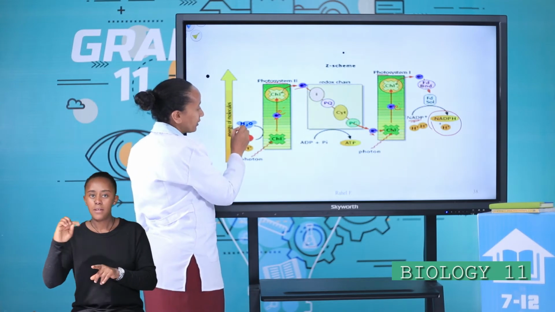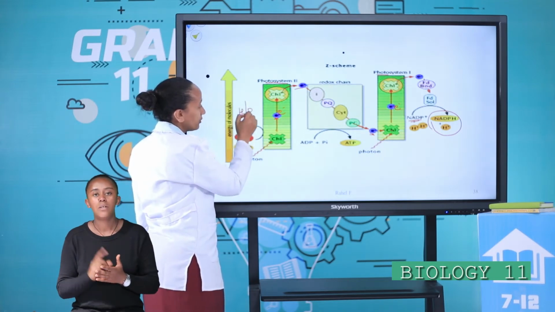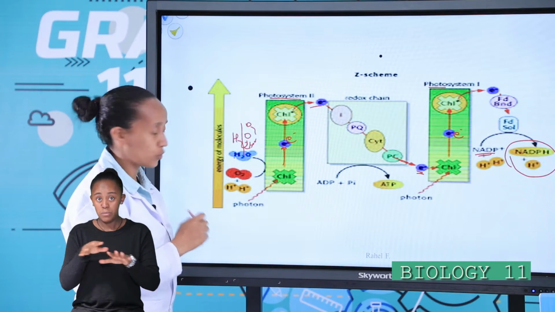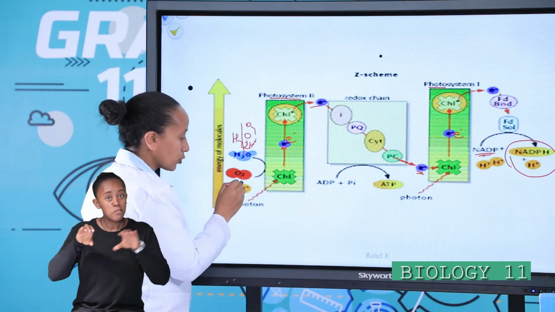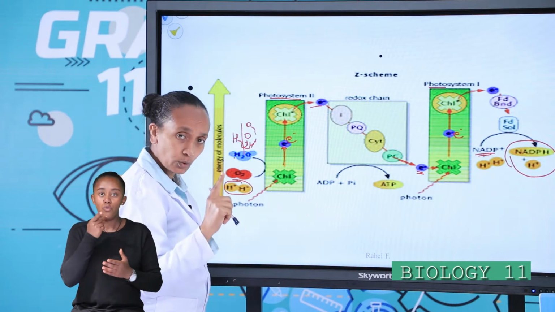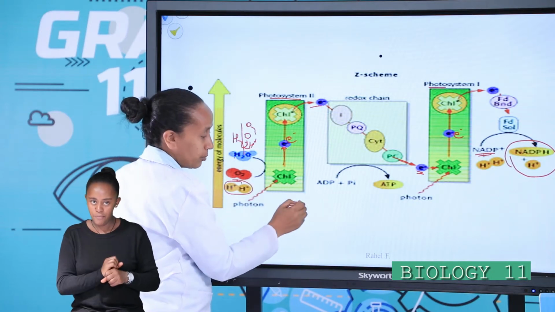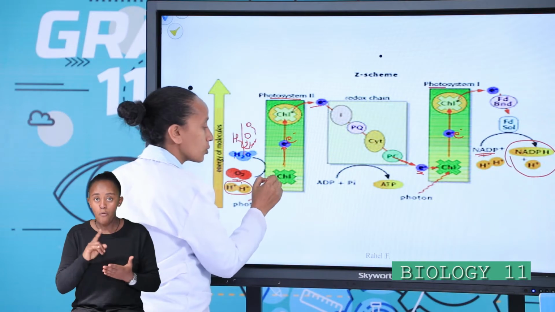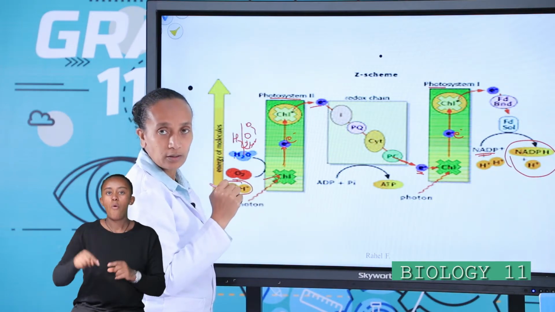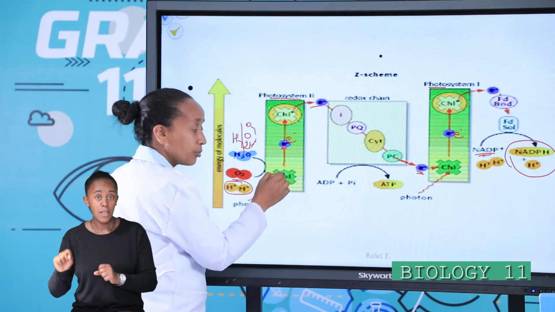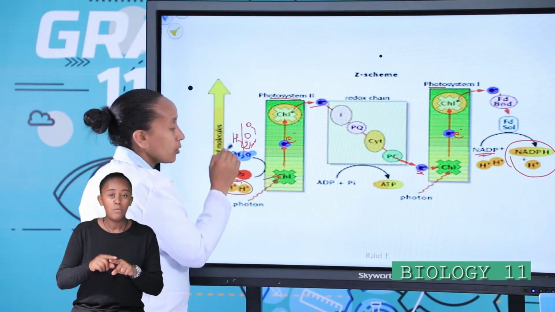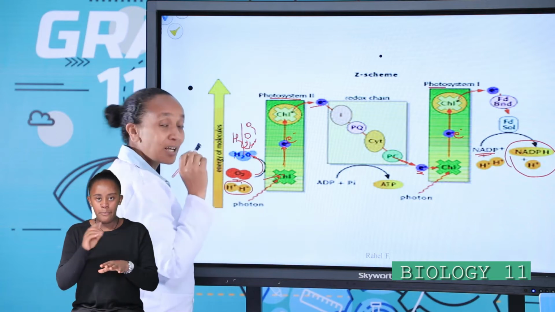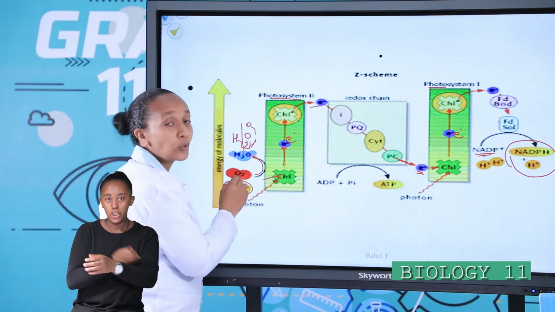Therefore, what will happen? Water will split into oxygen and hydrogen. From your chemistry, you know that hydrogen has one proton and one electron. The protons will accumulate in this part of the chloroplast, and the electrons will return to photosystem 2, so that the electrons will be replaced from water. Why? Because water is split in this process. This splitting of water with the help of light energy is known as photolysis.